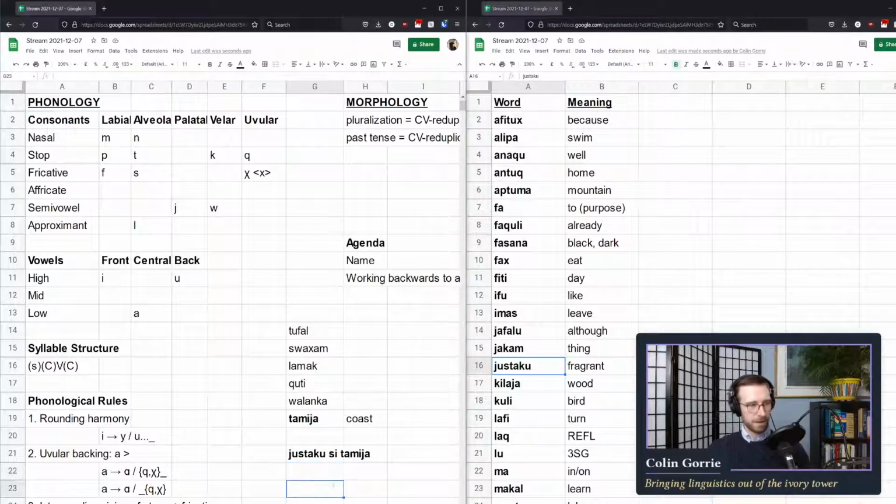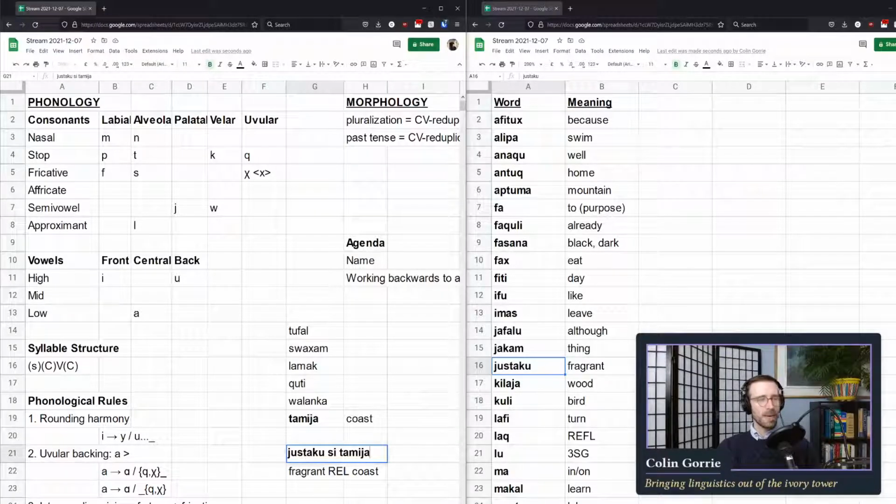And we have Fragrant Coast. Yustaku si Tamiya. I like the way that sounds quite a lot. What if we took this and did a sort of, I have this impulse to kind of take this and abbreviate it.